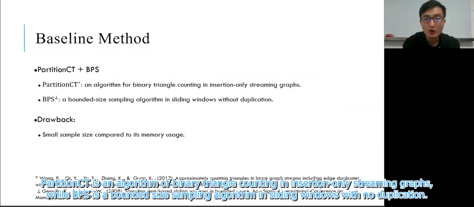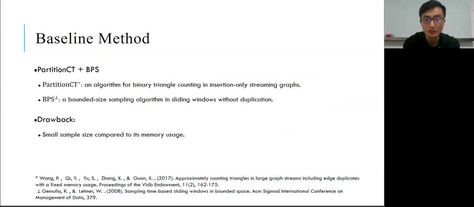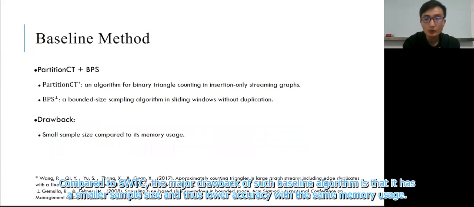Partition CT is an algorithm of binary triangle counting in insertion-only streaming graphs, while BPS is a bounded size sampling algorithm in sliding windows with no duplication. Compared to SWTC, the major drawback of such baseline algorithm is that it has a smaller sample size and thus lower accuracy with the same memory usage.